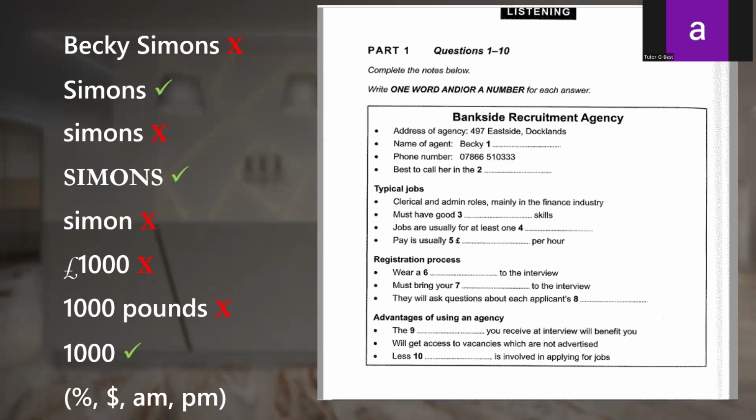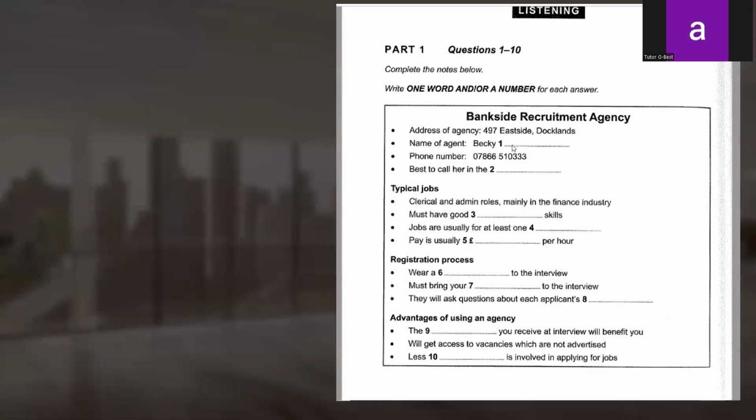All right. Now, another very important thing in the IELTS test is the instruction. What does the instruction say here? The instruction said you should write one word and/or a number for each answer.